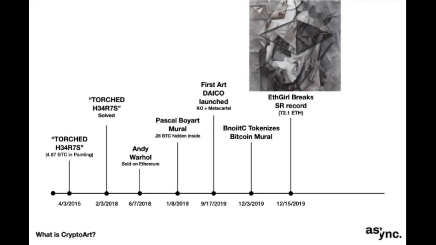On SuperRare, a crypto art platform, last December, they broke a record for a single piece, Girl, which was a collaboration between a physical artist by the name of Trevor Jones and a digital artist. They worked together to basically tokenize this physical painting into a digital painting, and they broke the record selling a single piece for 72 ETH. At the time, that was over about 10,000 USD.